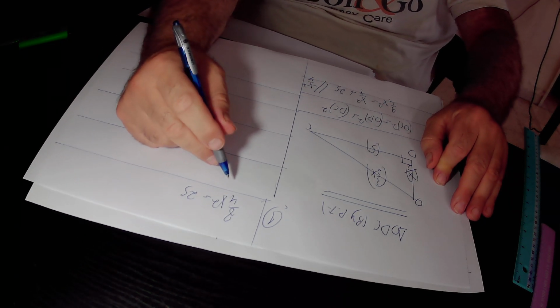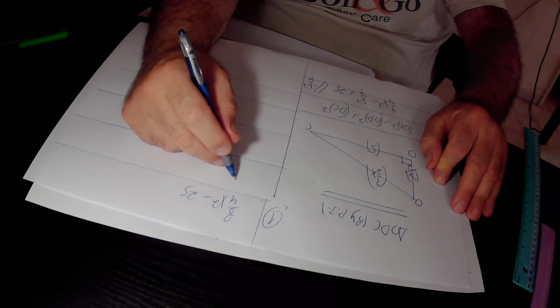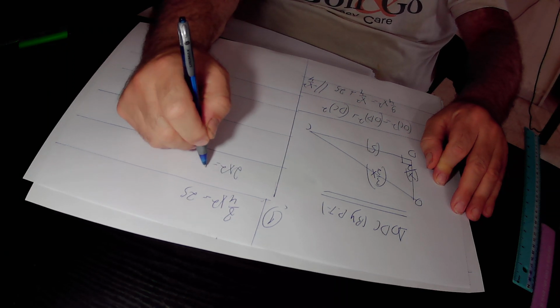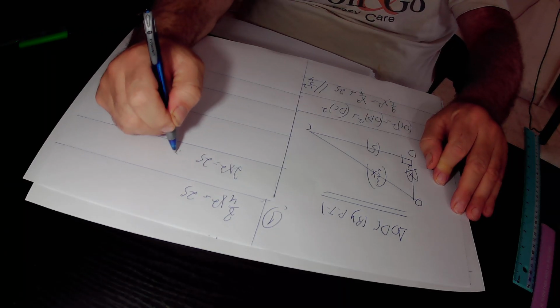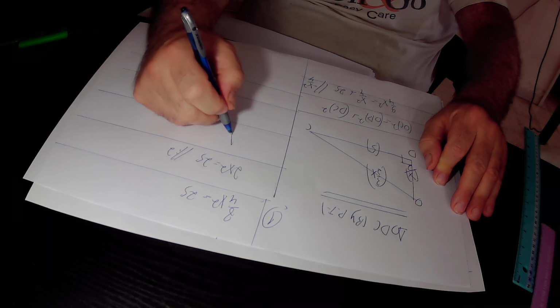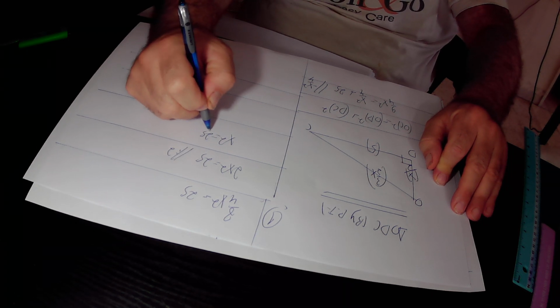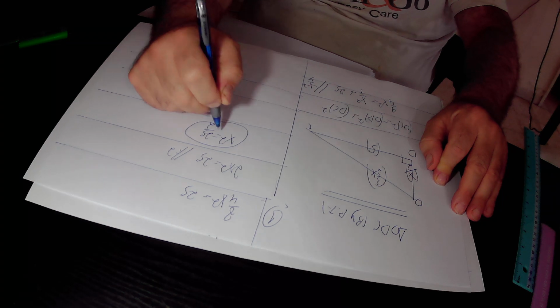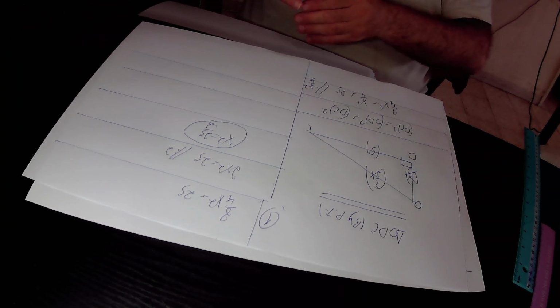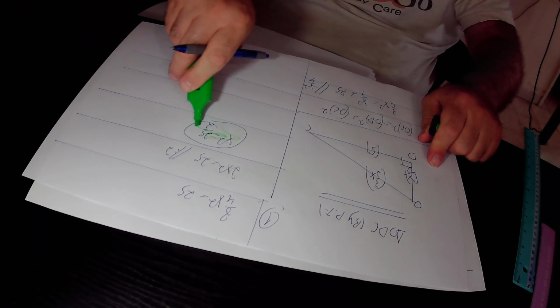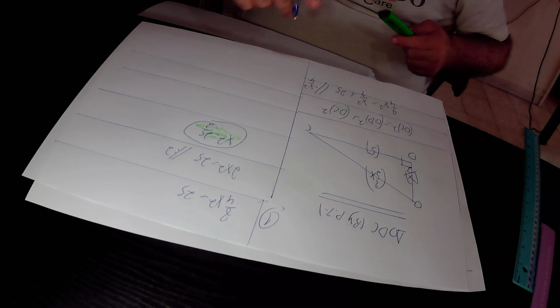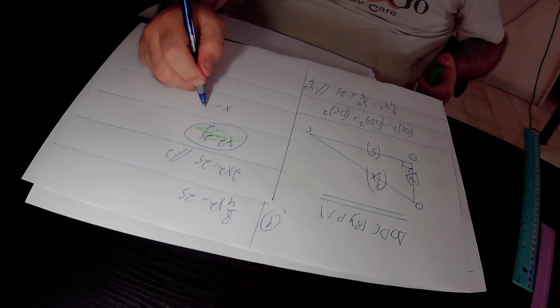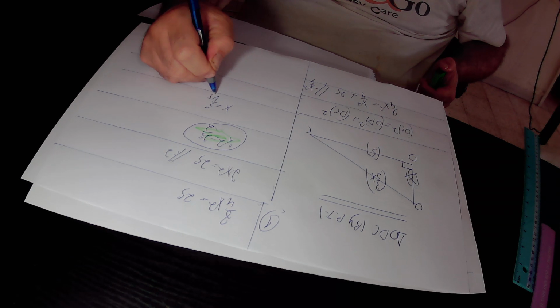8 over 4 is 2, so this expression equals 2x squared, and 2x squared equals 25. Here we divide this equation by 2, and finally you get that x squared equals 25 over 2. Here we take a root of this equation, and finally you get that x equals the square root of 25, that is 5, over the square root of 2.